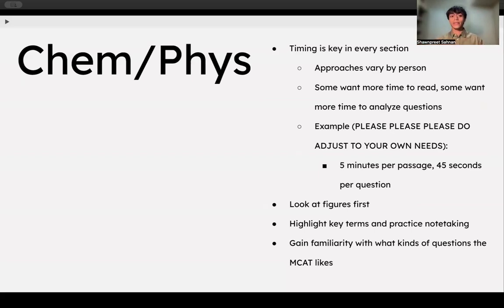How do I resolve this? There's never going to really be conflicting information. These are scientific passages, but if you have something wrong in your head and you read this passage and you're like, okay, wait, that doesn't align with what I know, then that gives you a little bit of time to work that out.